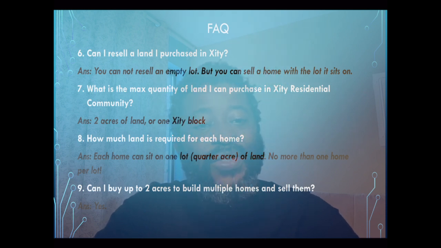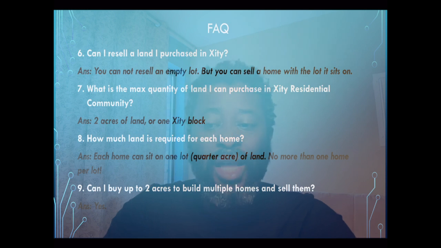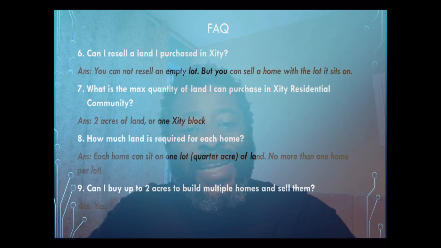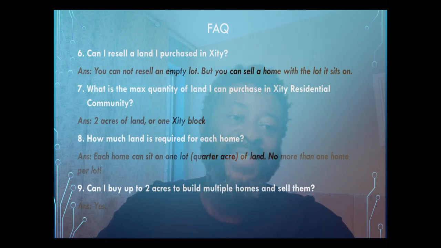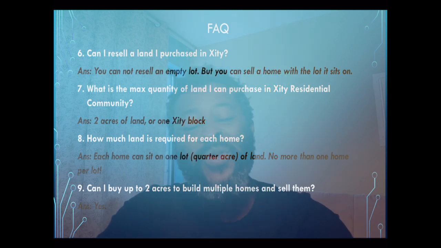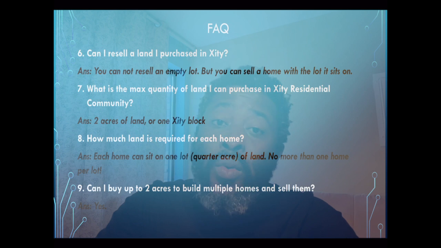What is the maximum quantity of land I can purchase in Xity residential community? The answer to that is 2 acres of land, or 1 Xity block. As you saw in the map, the Xity community is laid out in such a way that each of the city blocks is a 2-acre block. So 1 Xity block is 2 acres. How much land is required for each home? This is one of my favorite questions, because people are interested in knowing, if I'm building this nice and massive home, how much land do I need for that? The correct answer is that each of these homes can fit on 1 lot, or a 1/4 acre.